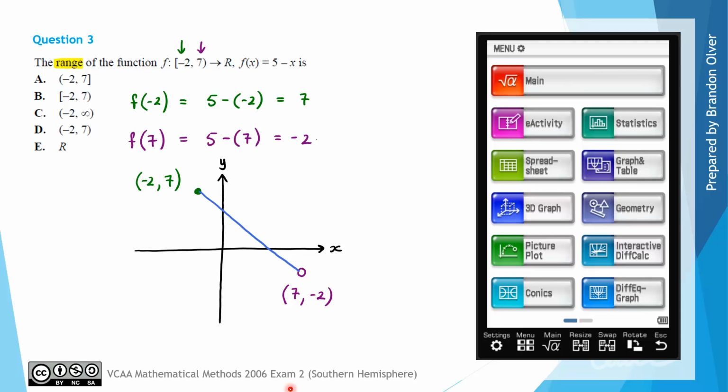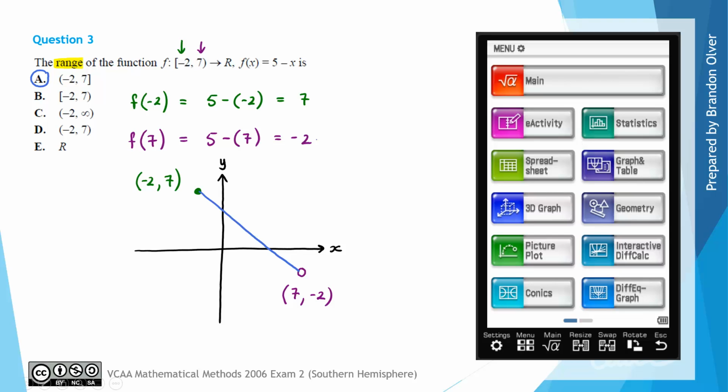Now to come back to the question, when it asks for the range, we can see it goes from a smallest value down here of -2 not included, up to 7, which is included. So that means we need A as our answer, because we have -2 to 7 with the -2 having a round bracket excluding it and the 7 being included with that square bracket.